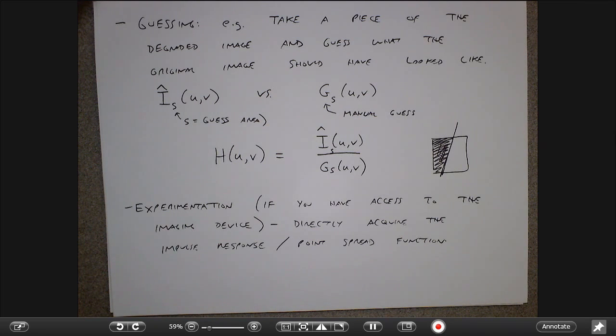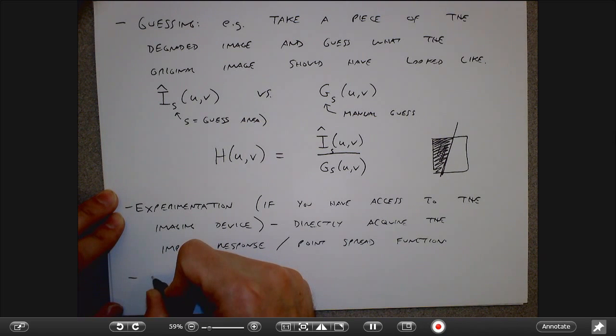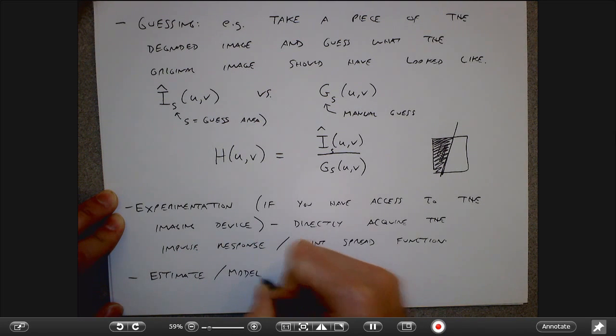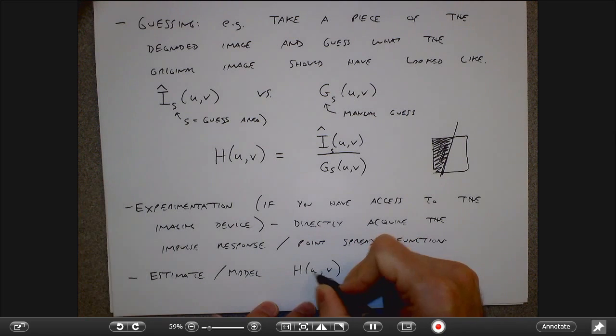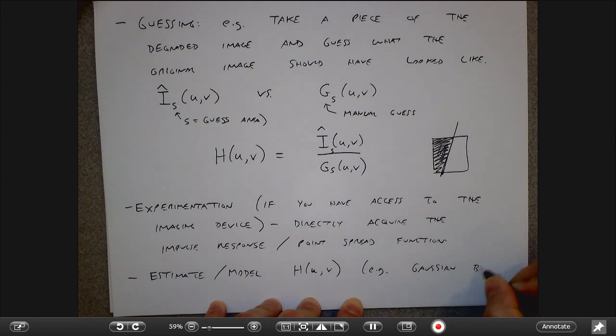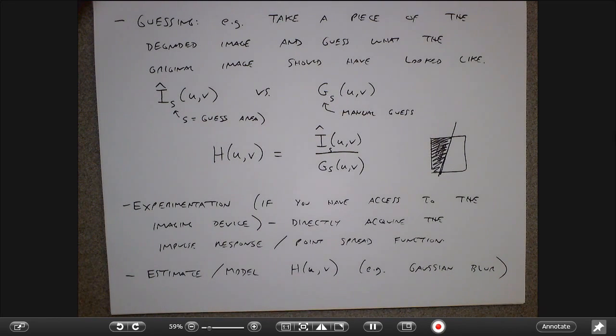So if I have access to my imaging device, and I can take pictures of whatever I want, then I could, in theory, directly acquire the impulse response. Or, I could simply estimate or model this thing. For example, I could just say, okay, I assume that there is some Gaussian blur. Or I assume that if the camera is moving in a certain direction, I can generate the corresponding impulse response. And so one of the homework problems is going to be to have you take an original image, blur it with a known blur, and that way you know exactly what this thing should be, and you can undo it, right?